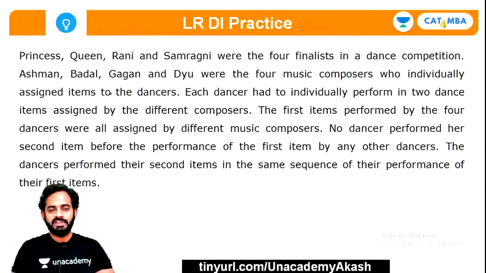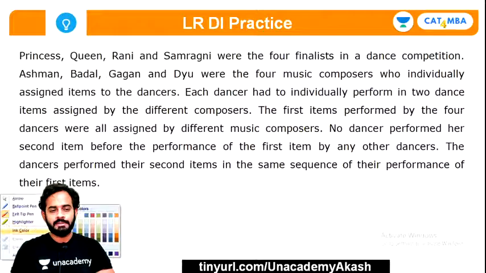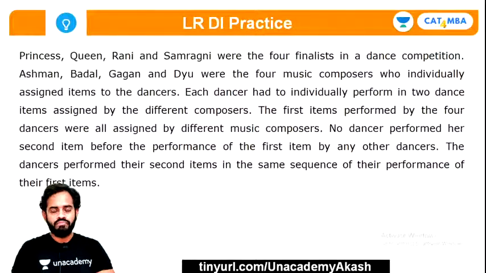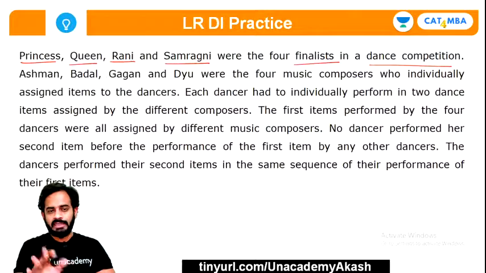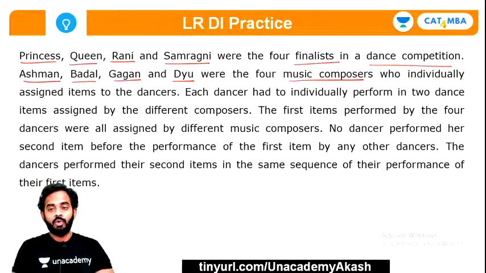First of all, just quickly read this part, guys. So what is given here? Princess, Queen, Rani and Samragni were the 4 finalists in the dance competition. Okay, so there is a dance competition and there are 4 people: Princess, Queen, Rani and Samragni. Now, Ashman, Badal, Gagan and Dew were the 4 music composers. These are 4 music composers who individually assigned items to the dancers.